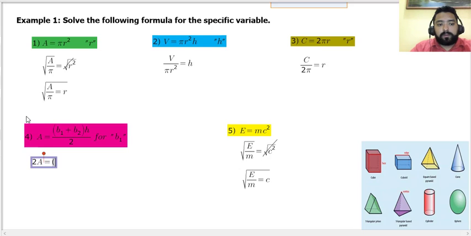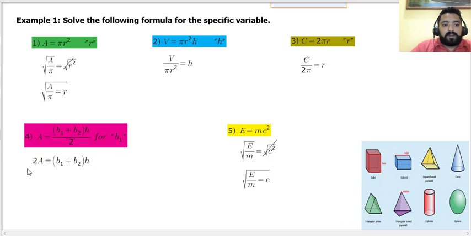So it's going to be parentheses, base 1, this is base 1, and then plus base 2, and we close the parentheses, multiply by the height. This is our first step. Now in the second step, you're going to try to isolate for b1. As you can see, h is multiplying, right? So we are going to move it to divide.